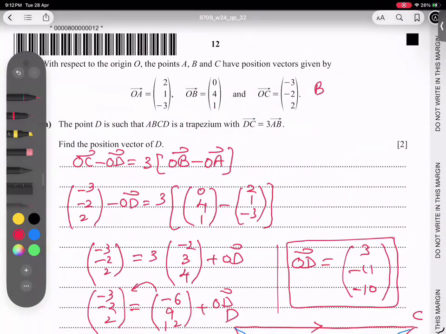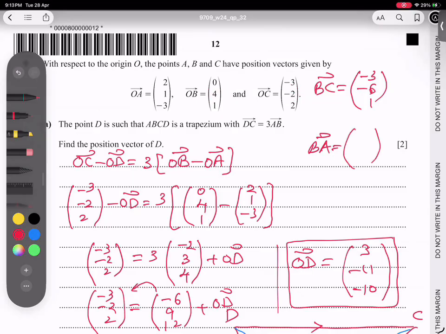So BC and then BA. Okay, so let's see now. BC means this, because OC minus OB. So this minus this. So I can get it now easily. Negative 3 and negative 6 and 1. Let me recheck. I got negative 3, negative 6, and I got a 1.